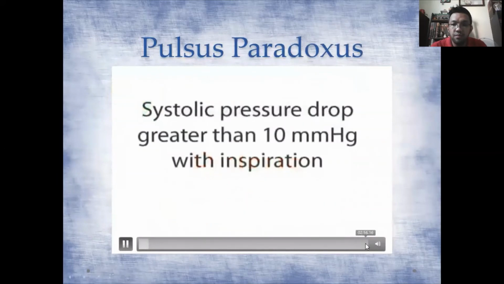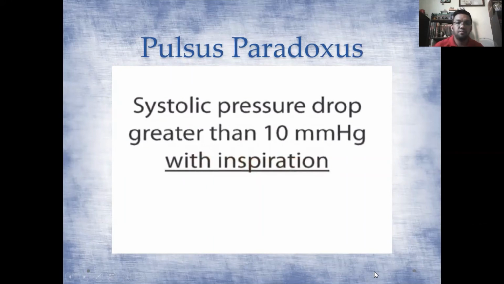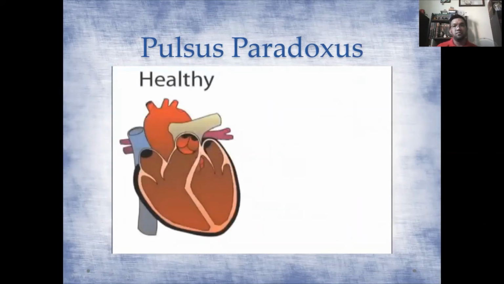Pulsus paradoxus is defined as a systolic pressure drop greater than 10 with inspiration. Normally, during inspiration, the decrease in intrathoracic pressure will cause an increase in blood flow to the right side of the heart, leading to an increase in pressure transmitted to the right ventricular walls. Since more blood remains in the lungs during inspiration, a small drop in systolic blood pressure is expected.